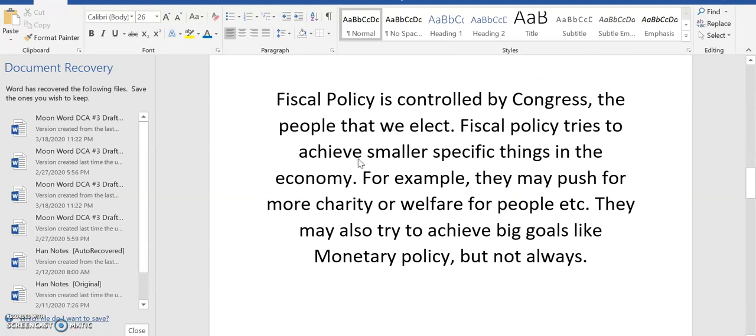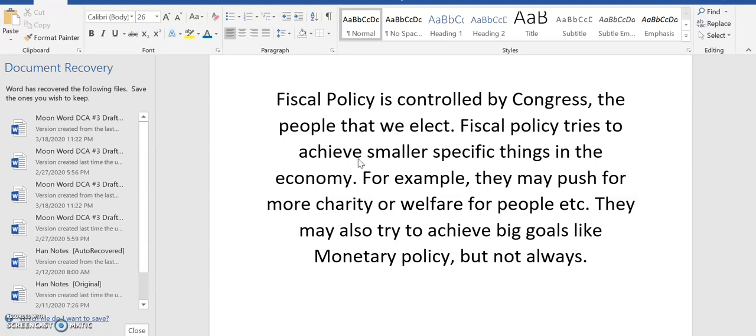Now fiscal policy. Fiscal policy is controlled by Congress. These are the people that we elect to government, the people. Fiscal policy tries to achieve smaller specific things in the economy, like maybe welfare distribution or some kind of charitable donation. So they maybe work to decrease poverty or something like that. They don't really work in the structural realm of the economy. They work more in the social realm of the economy.